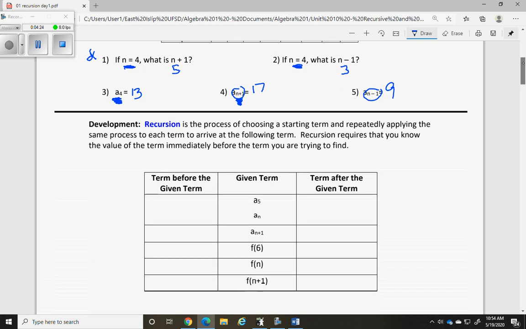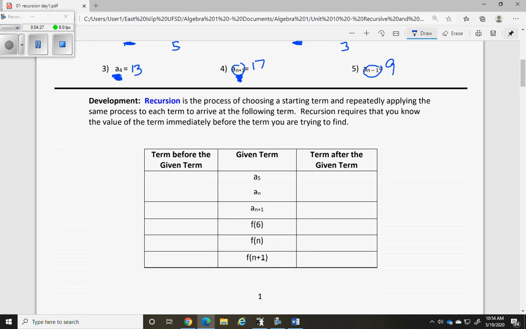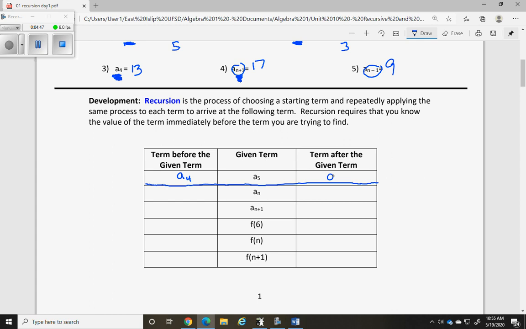So recursion really is a process of choosing a starting term and then repeating from there. You keep on applying the same process each time. If I'm given a sub 5 and they're asking me what the term before it is, that's a sub 4. If they want the term after it, it's a sub 6. Right? This seems like common sense, doesn't it?